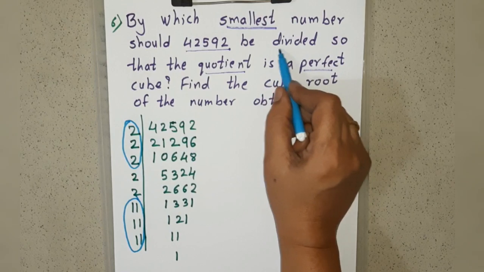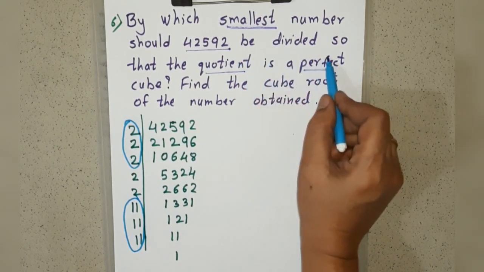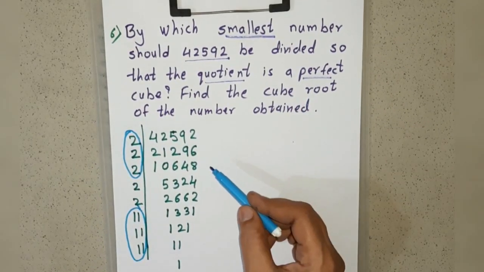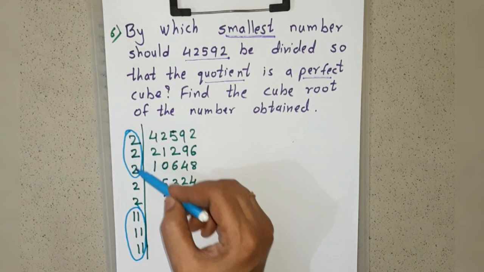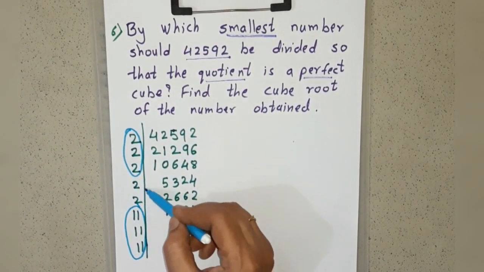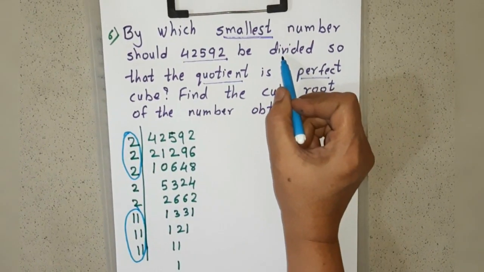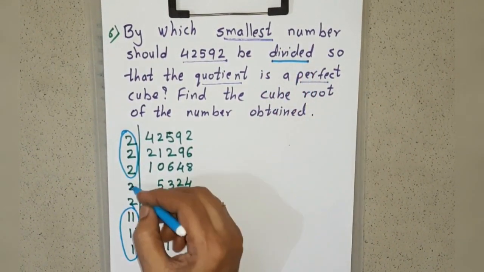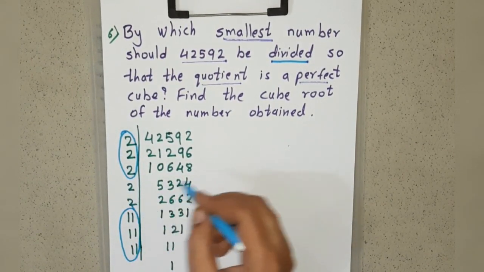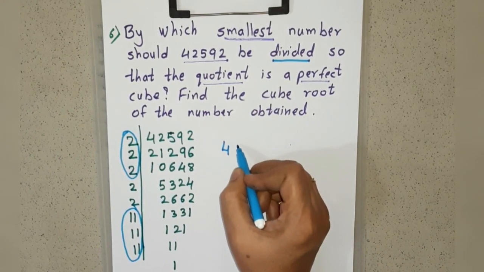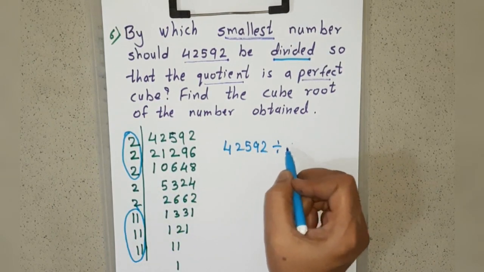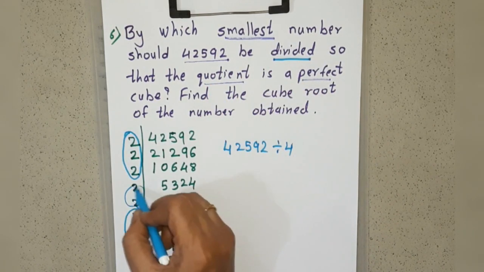So, 42,592 is to be divided so that the quotient is a perfect cube. There is a triplet for 11, but poor 2 needs one more 2, right? But here we are asked the smallest number to be divided, right? So instead of obtaining more, we have to divide. So I want to get rid of this 2 and 2. So 2 into 2 is 4. The smallest number to be divided is going to be 4.